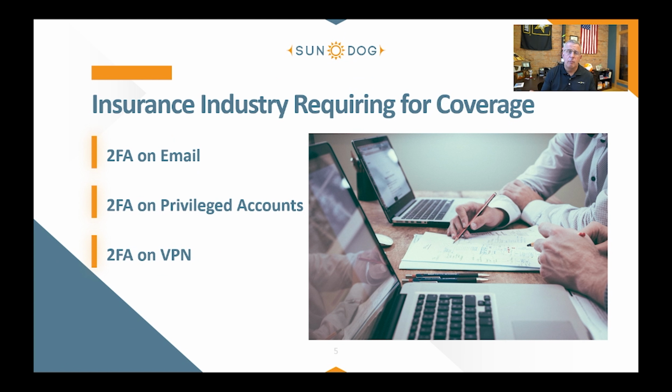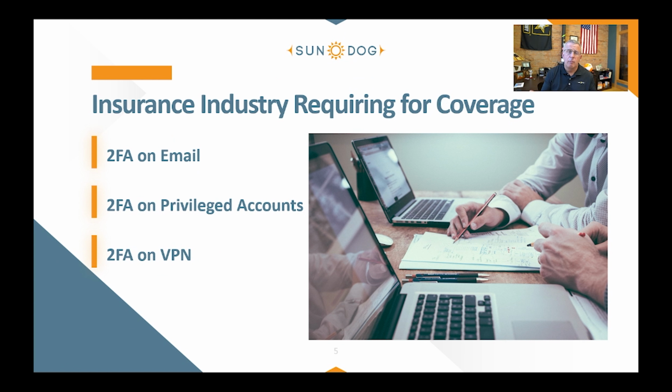There are 3 important ones when it comes to 2FA that they're asking about. First, email. Every email provider out there has a free service to enable two-factor authentication. All of our clients on Microsoft 365 can check a checkbox, and now when someone wants to access their email, they have to have a second factor in order to gain access. That's an easy one to do, and it's free.